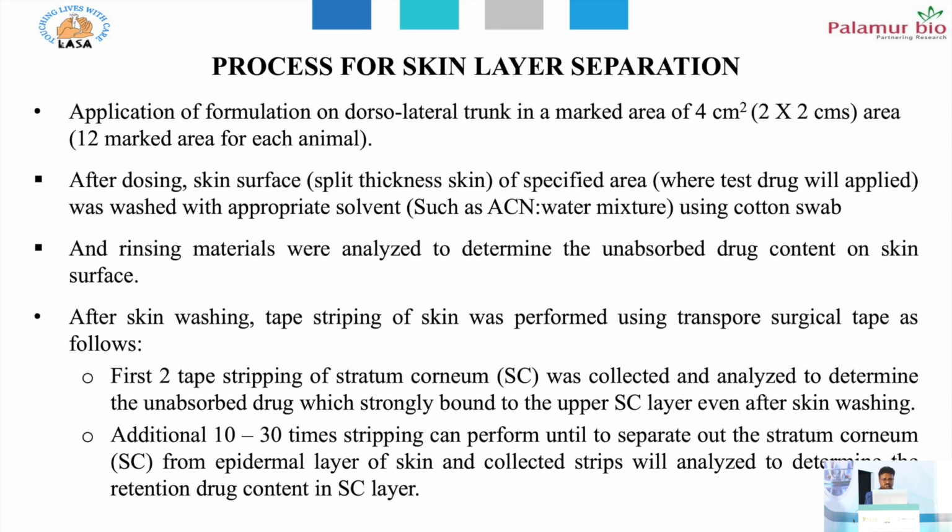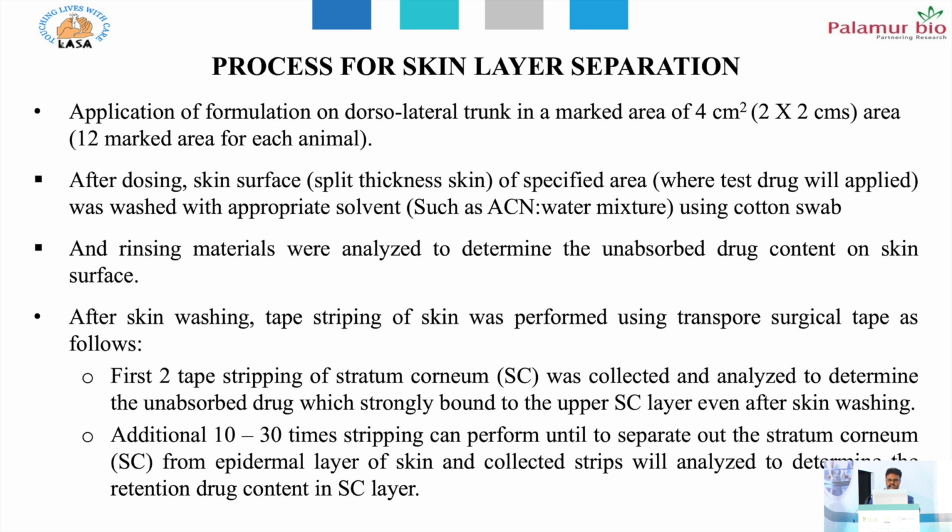Now the process of skin layer separation is quite typical, and we need to follow it step by step. All the steps are self-explanatory, however I'll just shed some light on them. Application is on the dorsal region, which is quite important because the animal cannot access the region. There will be 12 marked regions, which we call skin blocks. The skin blocks have a 4 centimeter distance between each other, which we found after doing trials, in such a way that there will not be drug permeability.